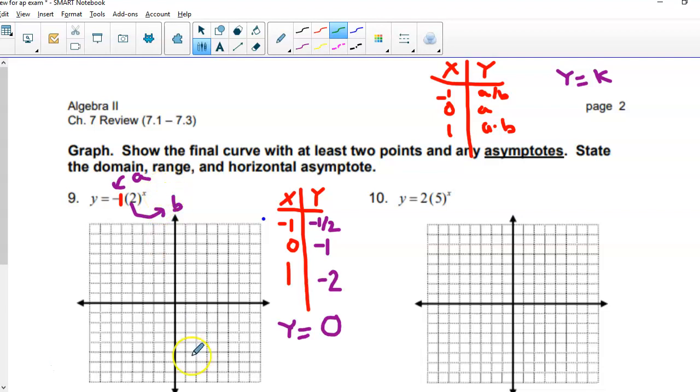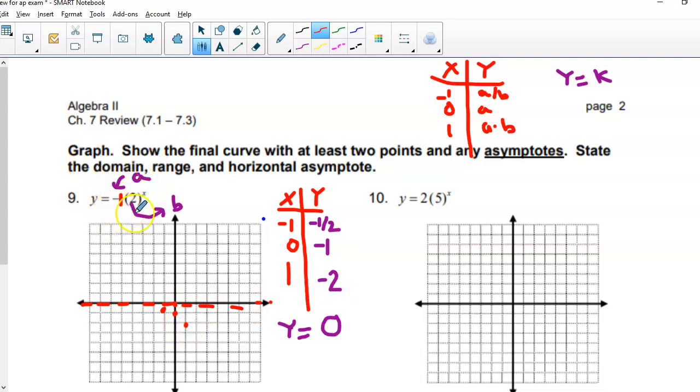So now I'm on to step 3. y equals 0, so y is equal to 0 right here, and this is a horizontal asymptote. And now I go to x is -1 and y is equal to -1/2. So (-1, -1/2) right here. Then we have (0, -1). And then we have (1, -2). So (1, -2).